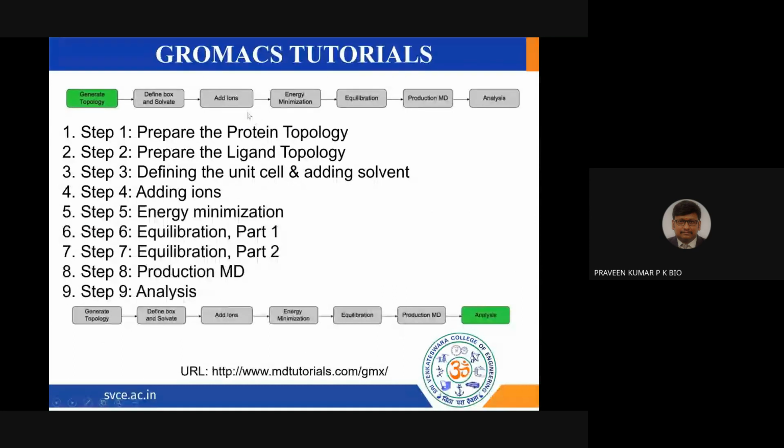So now I take you to the ligand receptor MD simulation. There are totally 9 steps if you go for MD simulation of a ligand receptor complex. Initially, you should have a ligand receptor complex as the input file, whatever output is generated from molecular docking using AutoDock or any other tools. You have to take it as input and start from step 1.